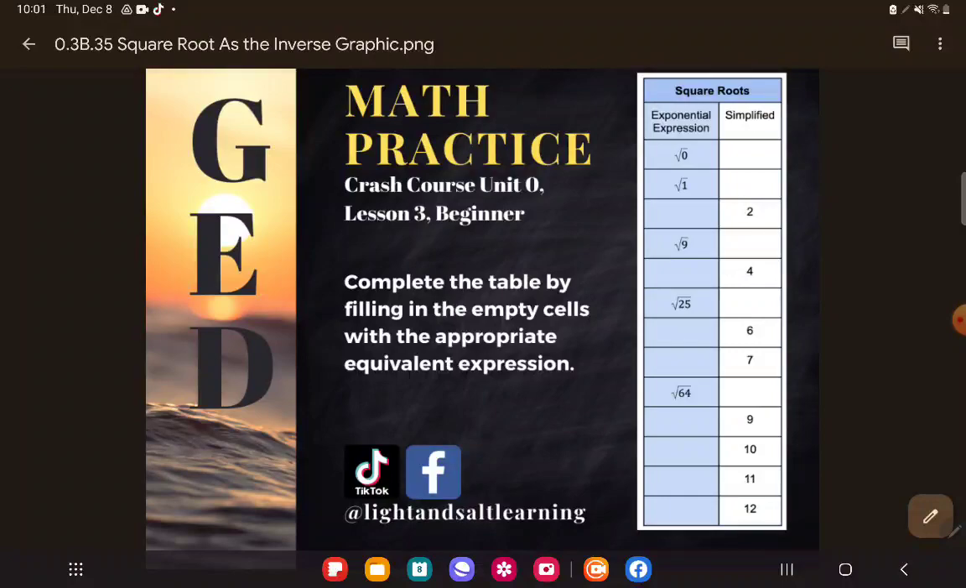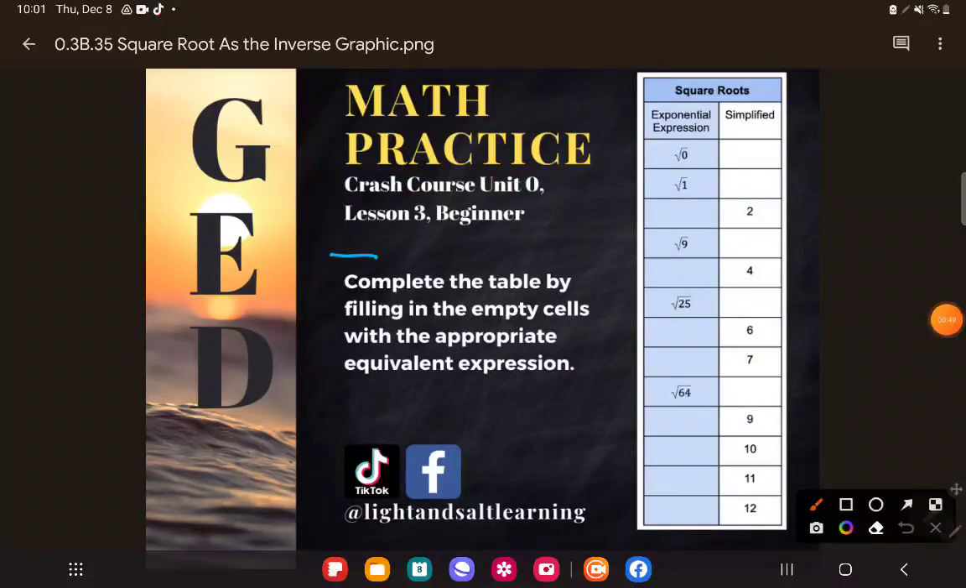So let's go ahead and take a look here. Directions say, complete the table. Oh, we need a pen here. Okay. Directions say, complete the table by filling in the empty cells with the appropriate equivalent expression. So right away, I'm throwing some words at students that makes them freak out a little bit. But guys, nothing challenging to this language. Equivalent means equal.